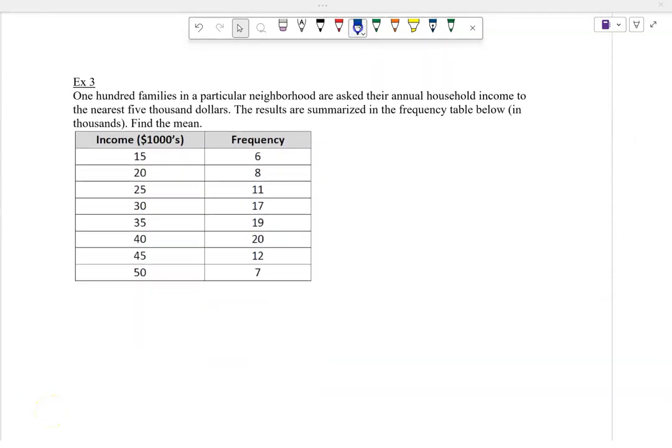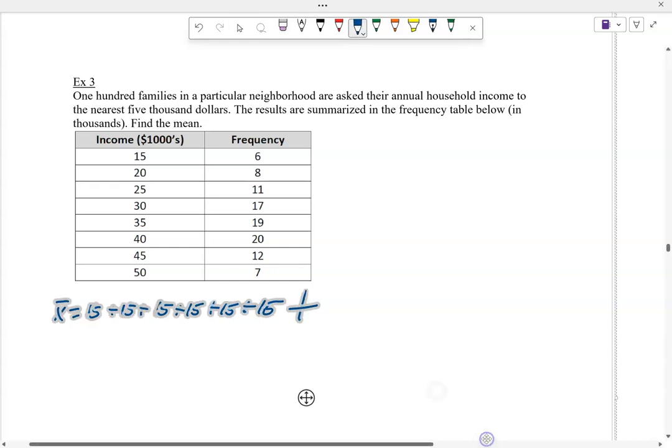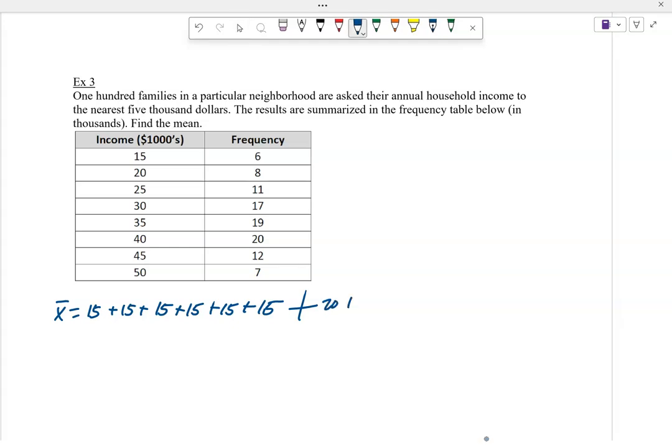Now here, you've got a frequency table with income in thousands. If you were finding the mean by hand, this could take a long time, right? Because you've got 15,000 6 times, plus 20,000, and there are 8 houses that made 20,000, so there are 8 of those. You can see this is going to take a long time, and there are 100 houses in total.